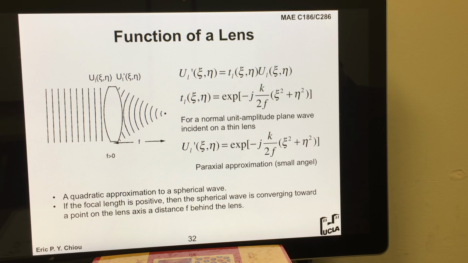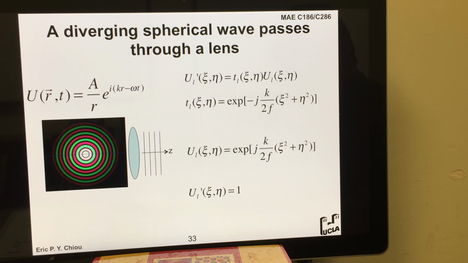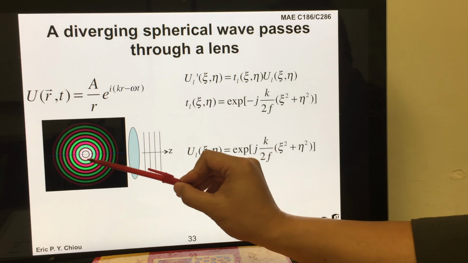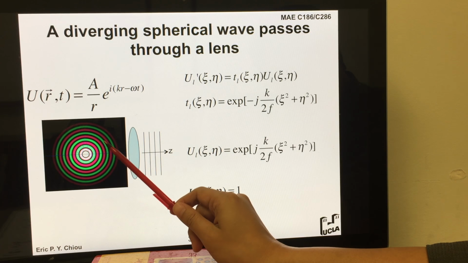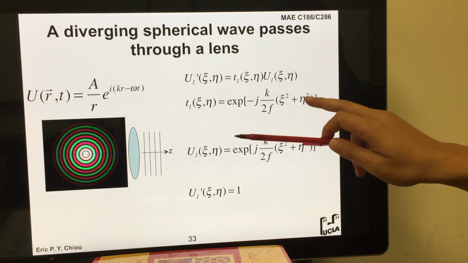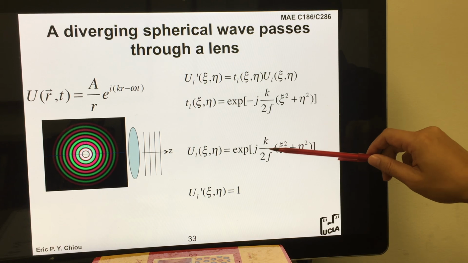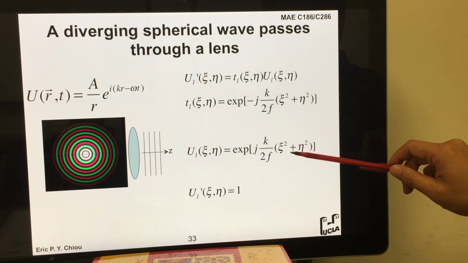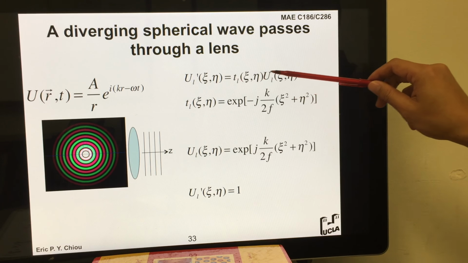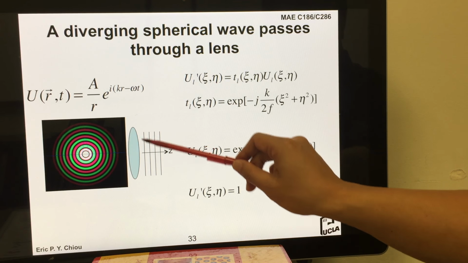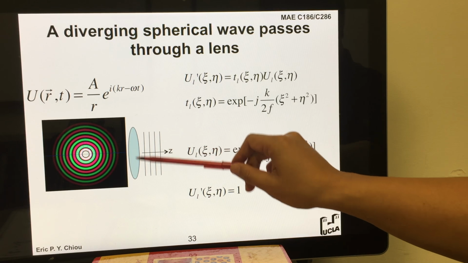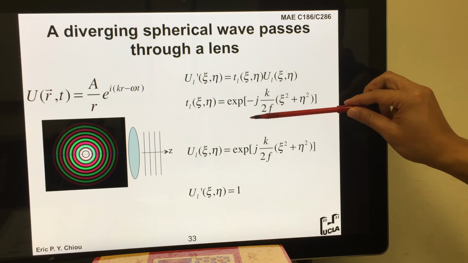You can check whether this phase function is correct by seeing, instead of converging a plane wave, whether you can correct a spherical wave. So say you have a spherical wave. A spherical wave has a phase amplitude; the input phase should be e^(jk(ξ²+η²)/2f), and this is the input. Then when you pass through this quadratic phase term of the lens, you are introducing an extra quadratic phase term.